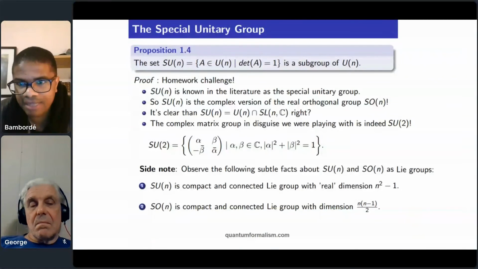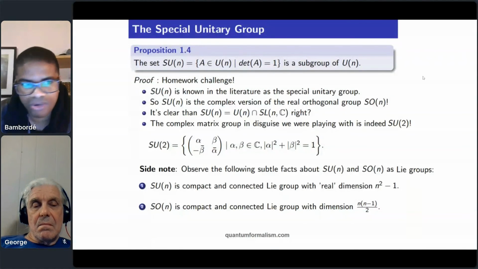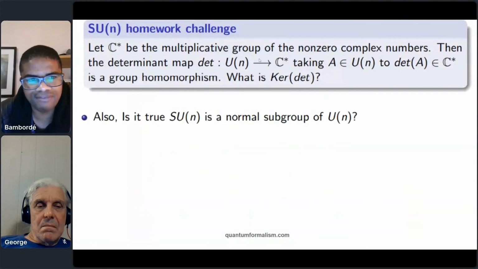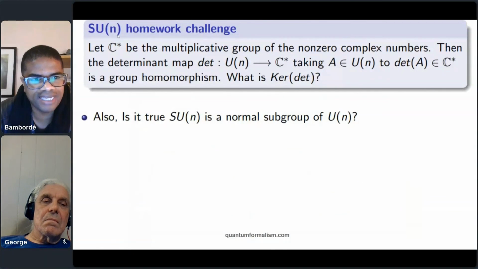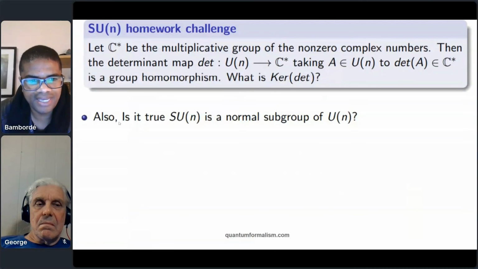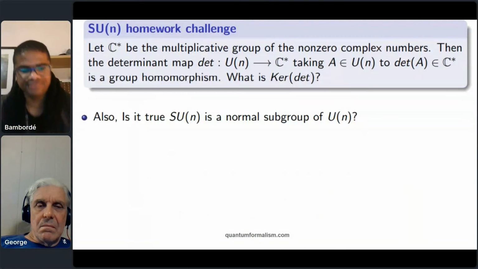What was it about? The fundamental group and all these things. This is something that you will do. In fact, before that, I have a challenge. This is maybe a trivial challenge. I call it the SU(n) challenge. Given this determinant, what is the kernel of it? And also, is it true that SU(n) is a normal subgroup of U(n)?